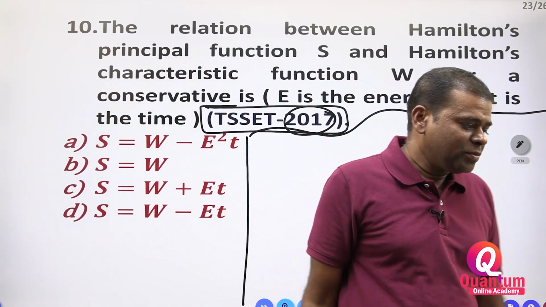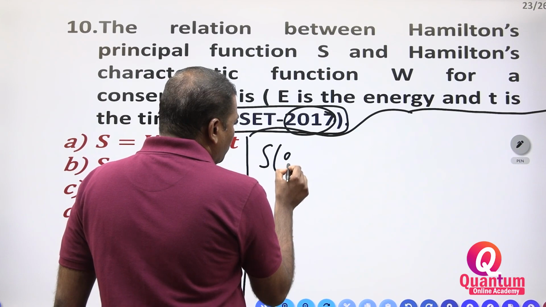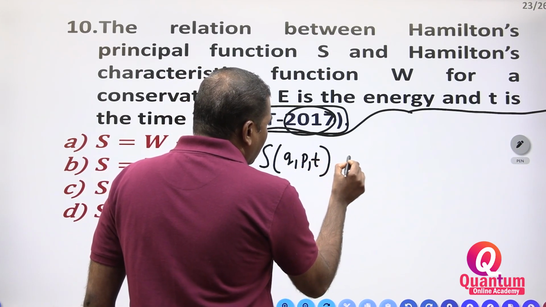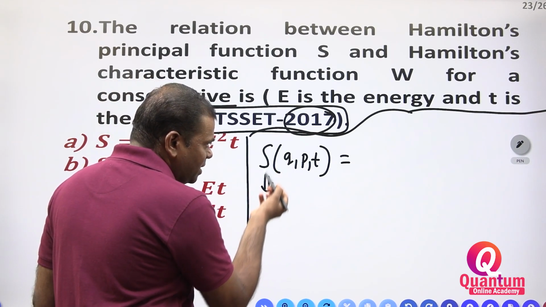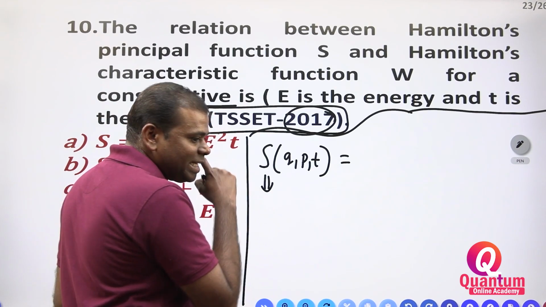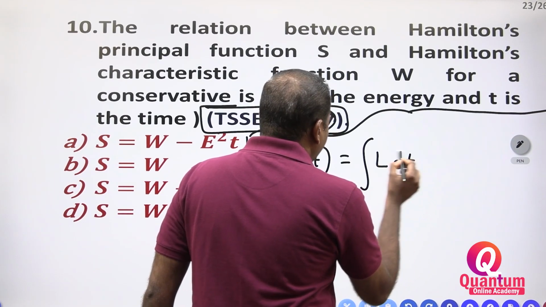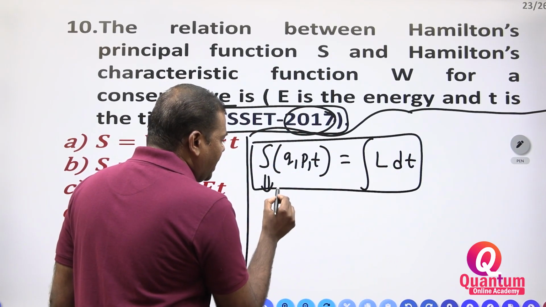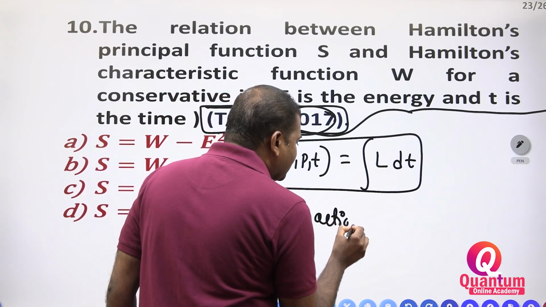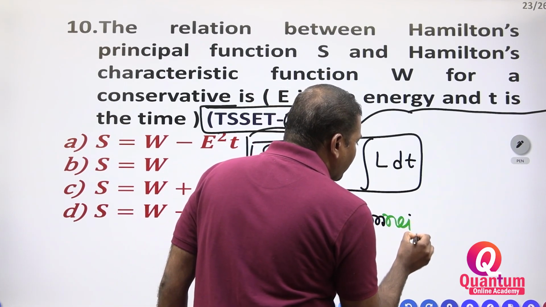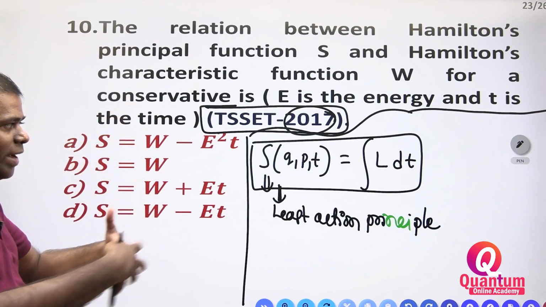Which relation is there? The Hamilton's principal function S(q, p, t) is equal to the integral of L dt. This is the least action principle. From this least action principle, I want to get the answer.